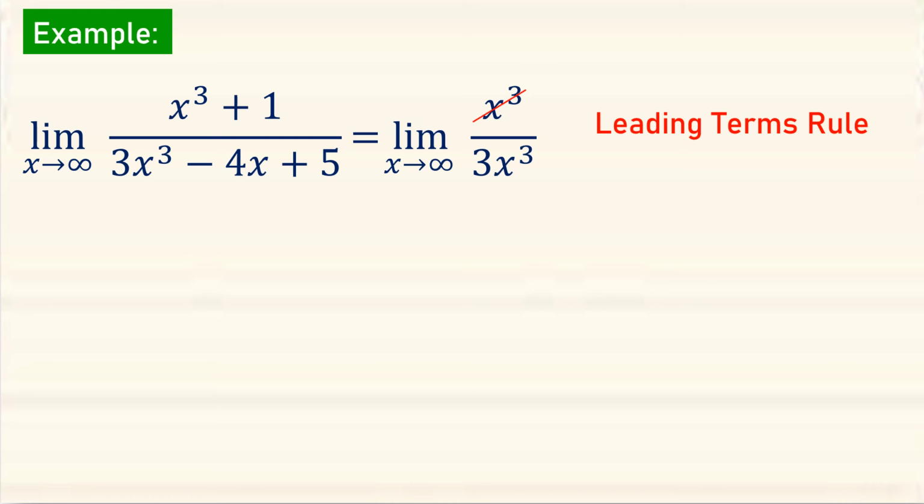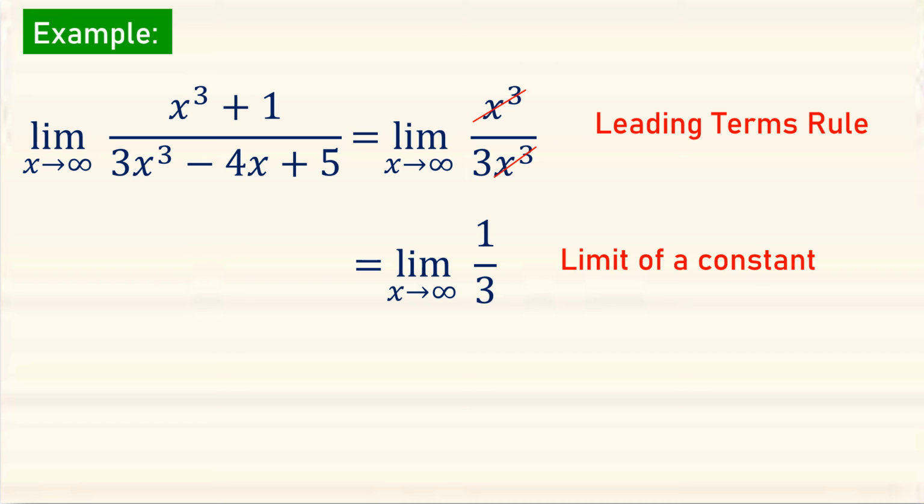So first we are going to simplify. Let us cancel x to the third and x to the third. What's left is 1/3. So we have the limit of 1/3 as x approaches infinity, and we all know that the limit of a constant is equal to that constant. So the answer is 1/3.